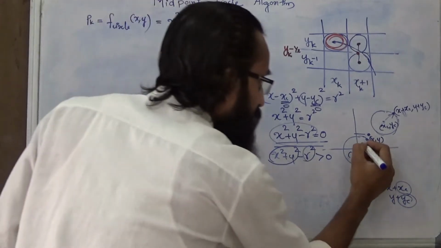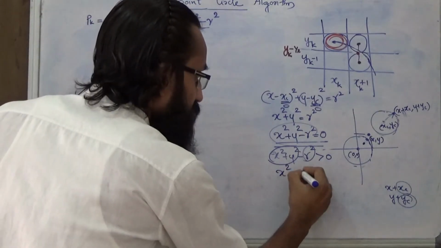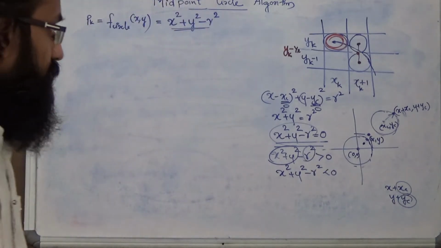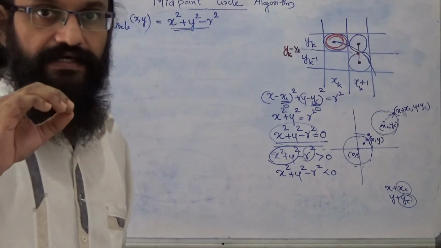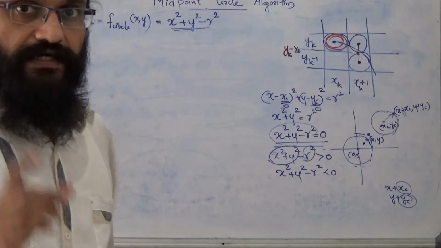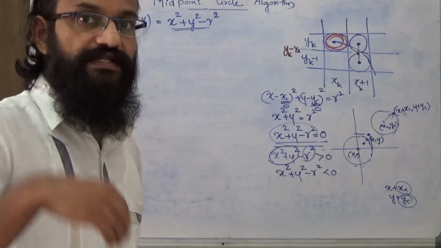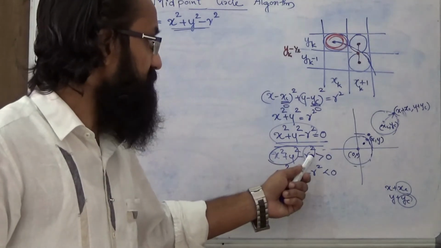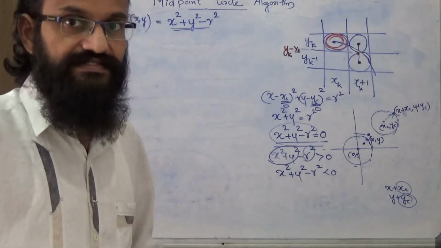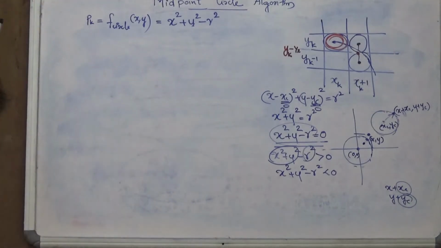And again, if you consider a point xy which is inside the circular path, then x square plus y square minus r square will be less than 0. So if you take any point xy on the circumference of the circle centered at 0, 0, it will satisfy this equation x square plus y square minus r square equal to 0. If the point is outside, then x square plus y square minus r square will be greater than 0, and if the point is inside, x square plus y square minus r square is less than 0. So this is the decision parameter.